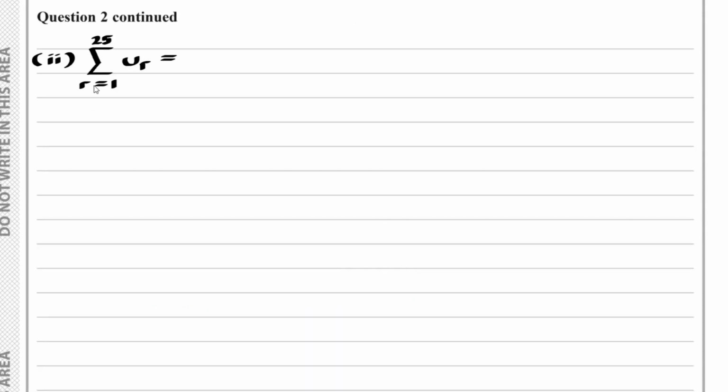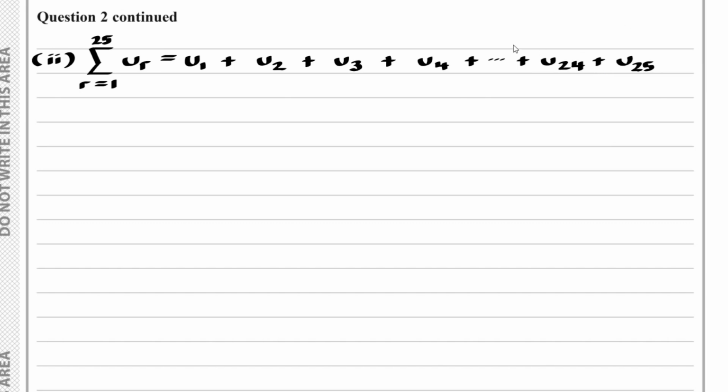So, the sum from r equals 1 to r equals 25 of ur, well, we have u1 plus u2 plus u3 plus u4, and then we can continue this till the final couple of terms. For the final couple of terms, we have u24 plus u25. Now we know that the sequence is periodic with order 4.